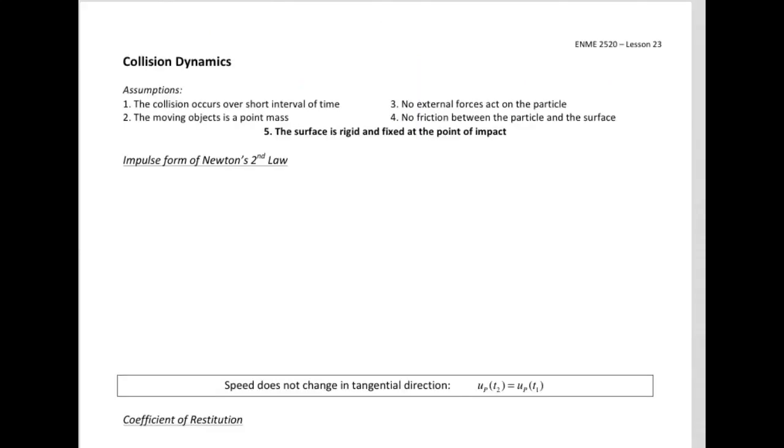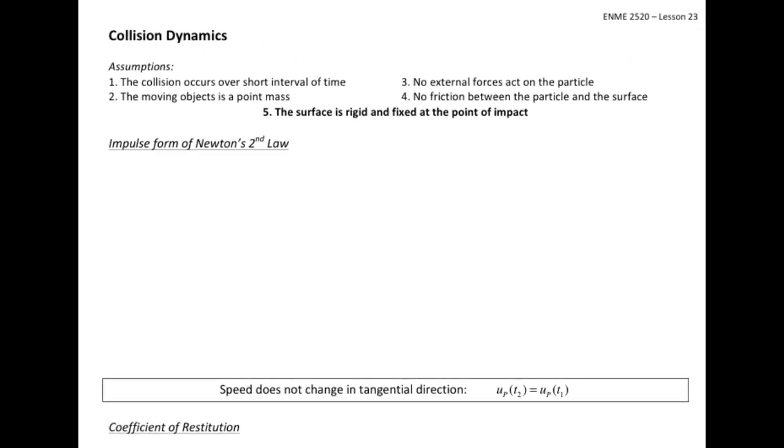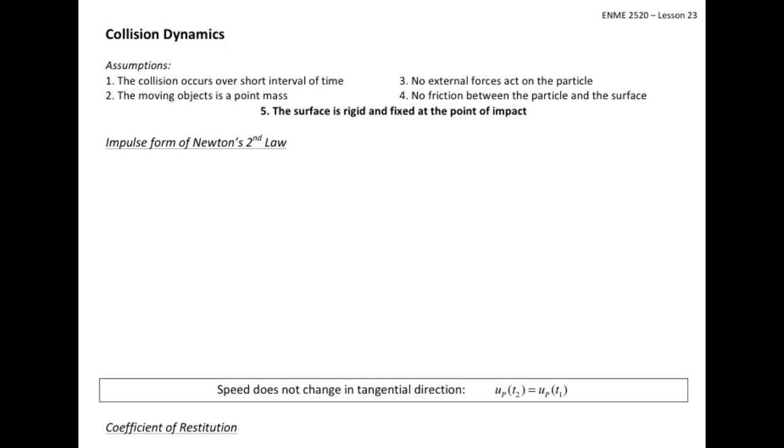And so now let's deal with the collision dynamics. Our assumptions that we're making about our collision dynamics, once again, are similar, and we see similarities in the first 4, in which the first assumption is that the collision occurs over a short interval of time, and this is very important because it allows us to use our relation of impulse and momentum. Our assumption number 2 is that the moving object is a point mass. And so our surface is a surface, and then our mass is a point mass. This is a slight change because we don't have 2 point masses anymore, but one is a surface.